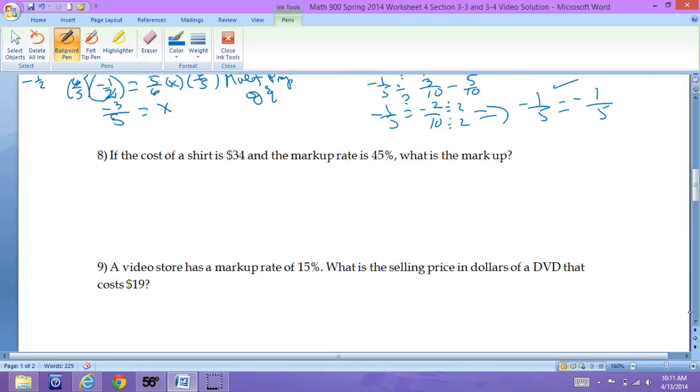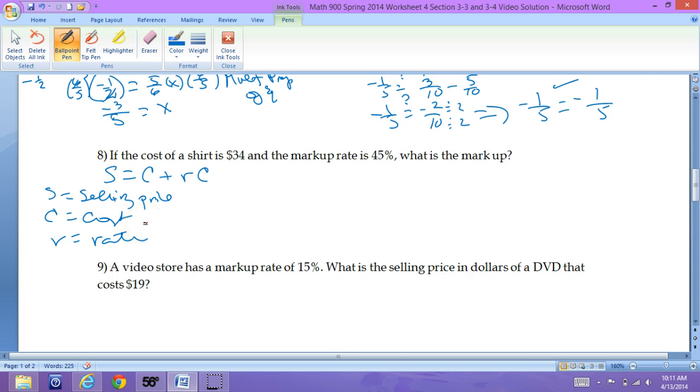Okay, so we're going to talk about the costs, the markups, the markup rates, the sales price. And there's this formula in the textbook, S equals C plus RC. S is the selling price, C is the cost, and R is the rate.